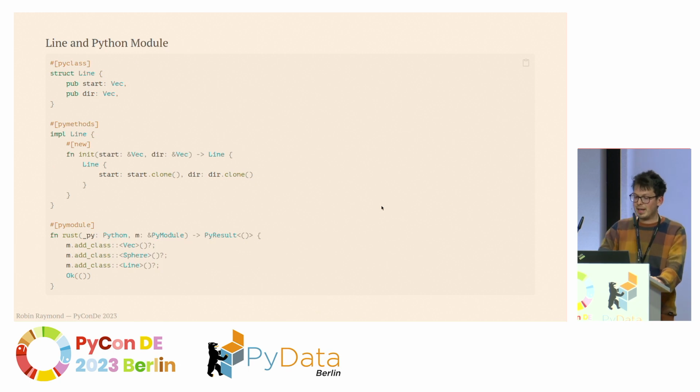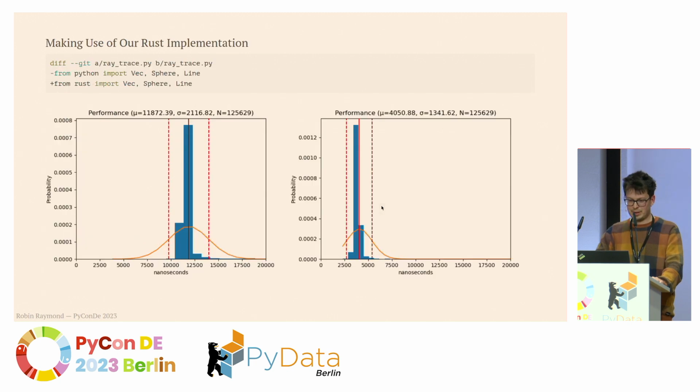And then finally, we have line. Again, not super interesting. But there's one final piece, which is this PyModule object at the end. Like in Python, every module has an initialization function, and this basically creates the initialization function for the module. And here, what we do is we add these three classes to our module, which are vec, sphere, and line.